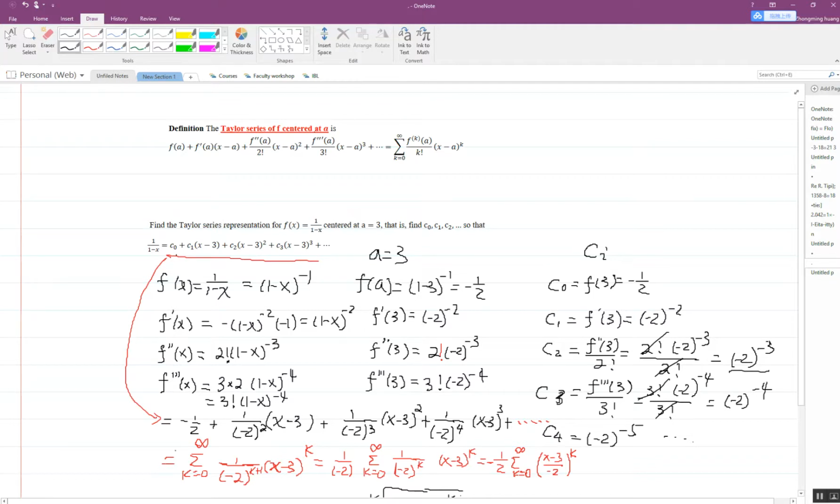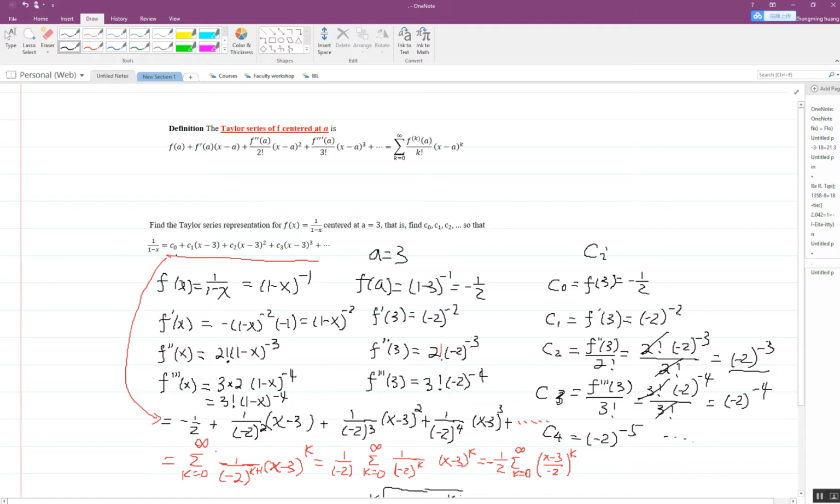After that, you can now write the Taylor polynomial of 1 over 1 minus x into this power series. So negative 1/2 plus 1 over negative 2 squared times x minus 3, plus my next coefficient C2 times x minus 3 raised to the power 2. And the next coefficient is coming from here, times x minus 3 raised to the power 3.